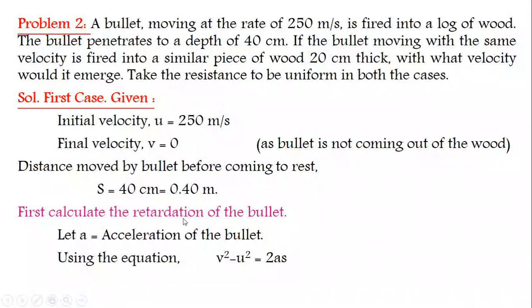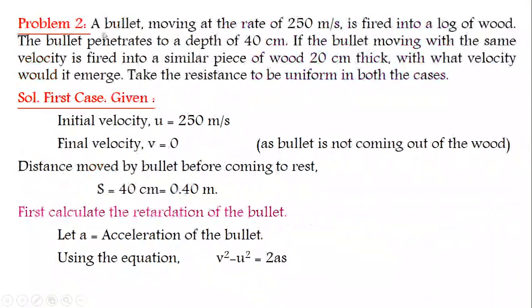First calculate the retardation of the bullet, because the velocity goes from higher to lower. So here the acceleration will be negative, so we have to find the retardation. Here we use this relation because we know the final velocity, the initial velocity and also the distance. Here we have to find the acceleration, so with this equation we will find the acceleration of the bullet.